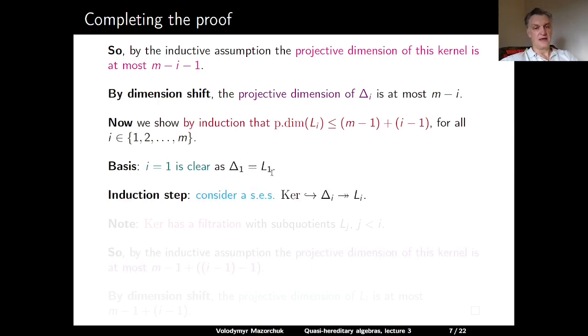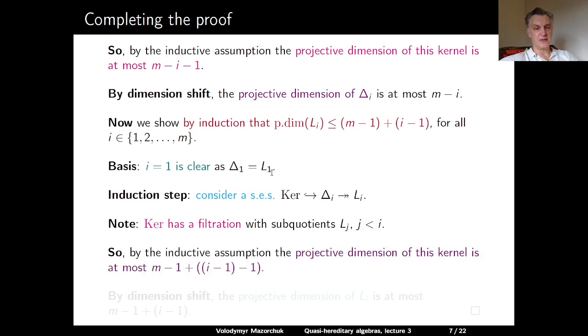Induction step. Again, we consider the short exact sequence. The kernel of the surjection from delta I onto Li embeds into delta I, and that projects onto Li. Now the kernel, by our assumption, the first condition in the definition of the highest weight category, has a filtration whose subquotients are Lj, where j is strictly smaller than I.